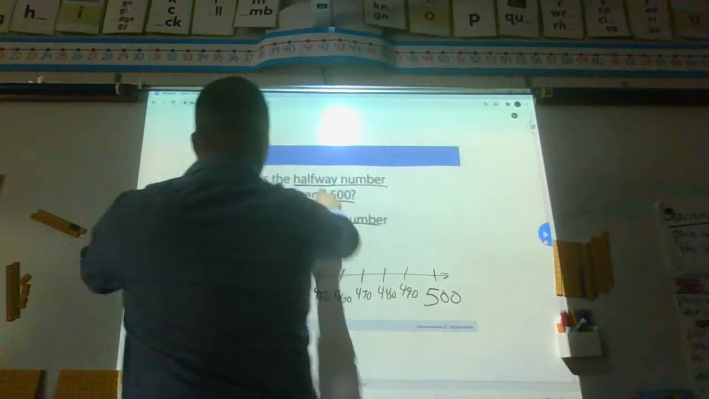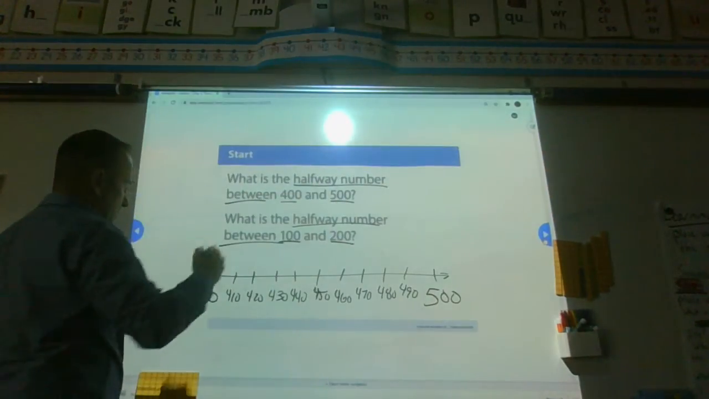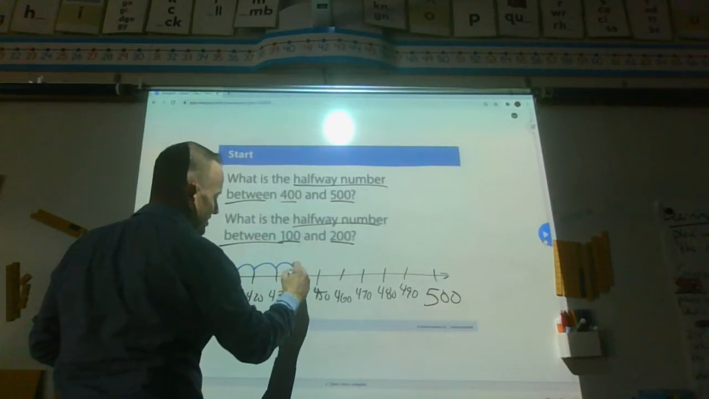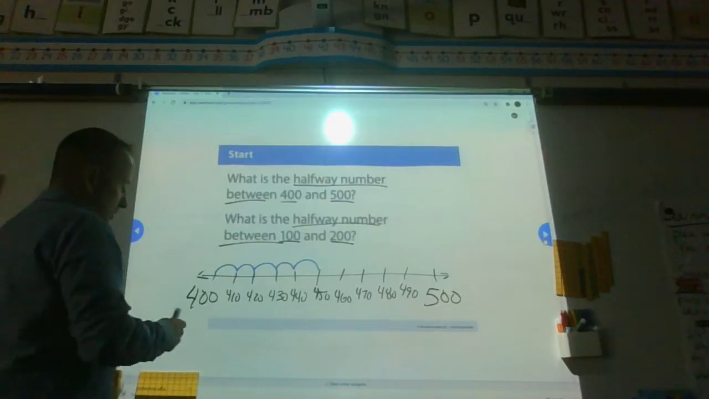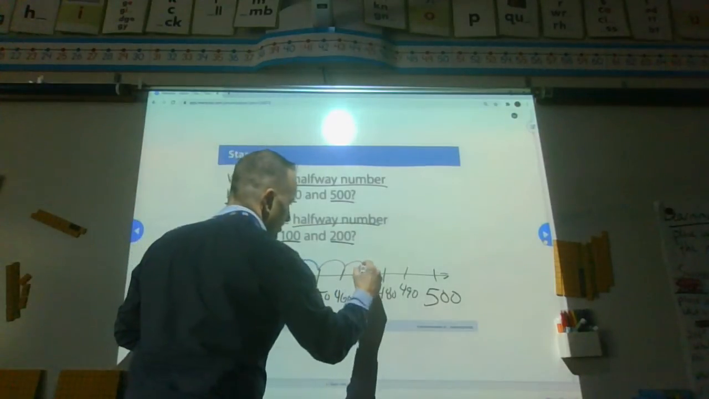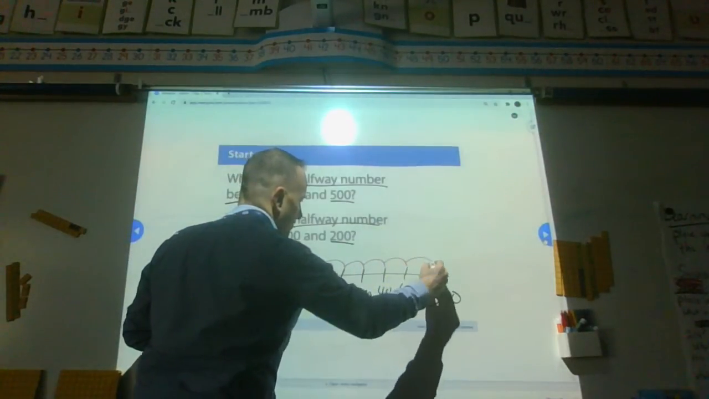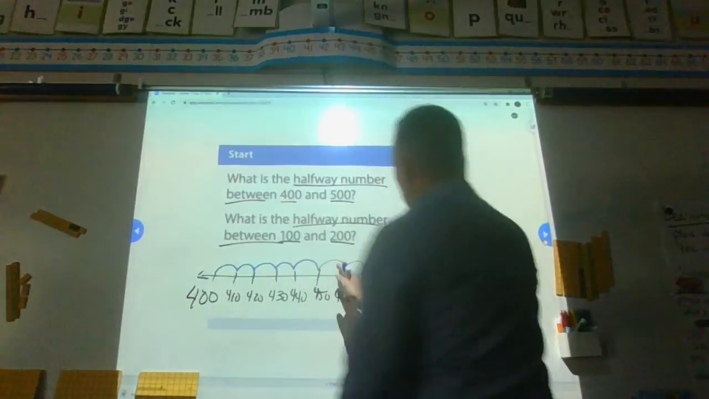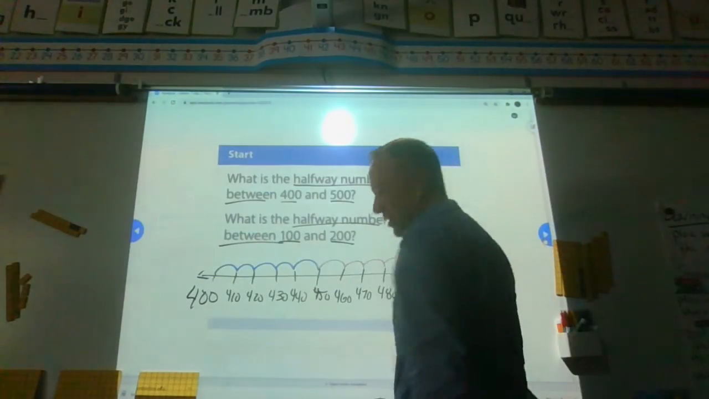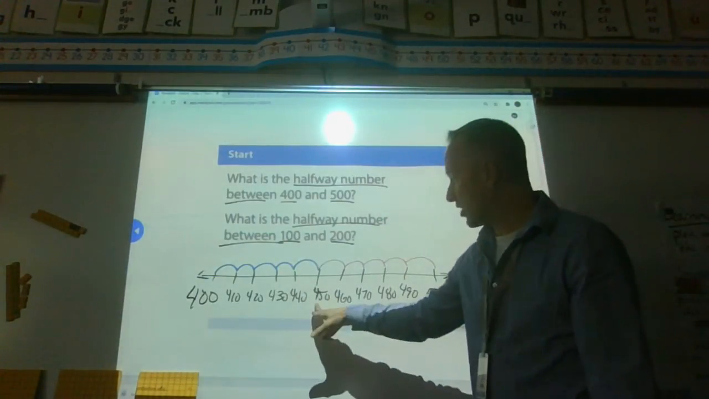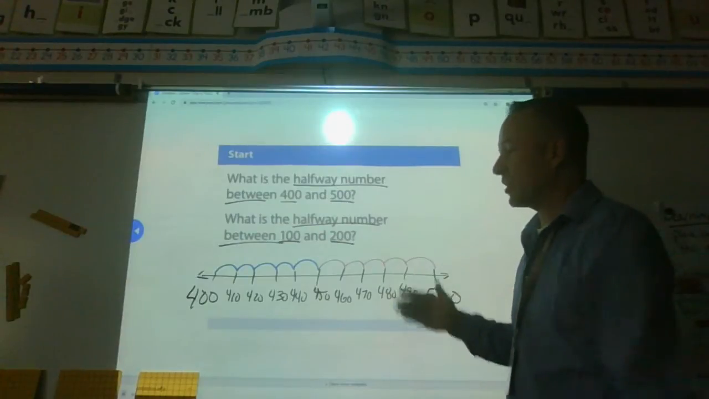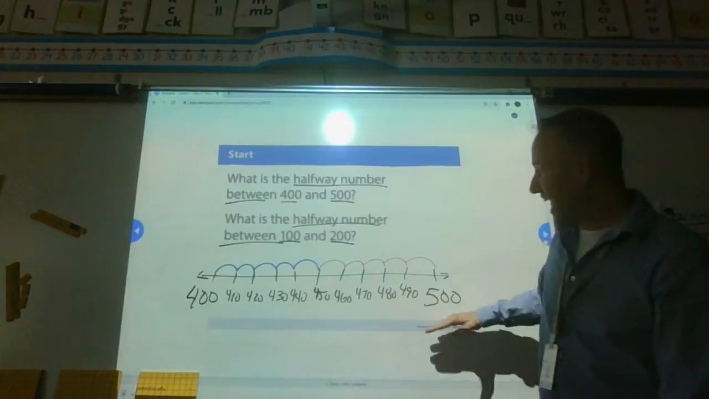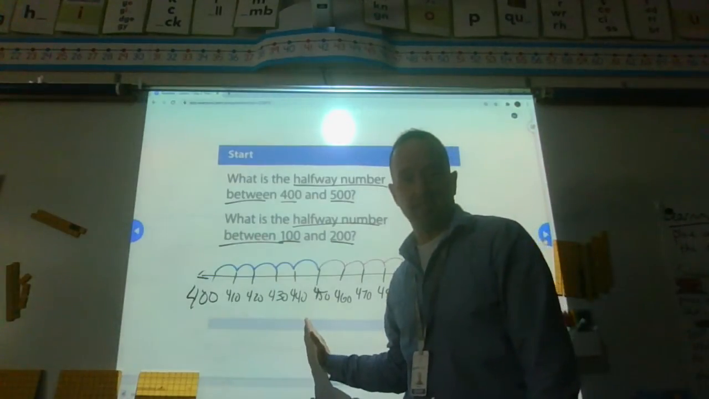What is the halfway point or the midpoint? Well, let's look. I take 1 jump of 10, 2 jumps of 10, 3 jumps of 10, 4 jumps of 10, 5 jumps of 10, right? So I know that this is the halfway point because there are 5 tens here and 5 tens here, right? So 450, double checking my work using my base 10 and now a number line, I know that halfway between 400 and 500 is 450.